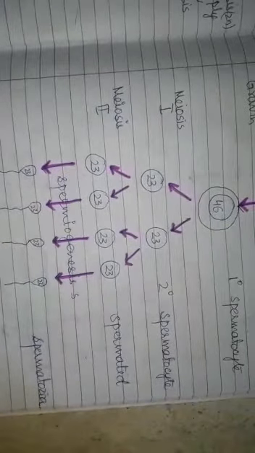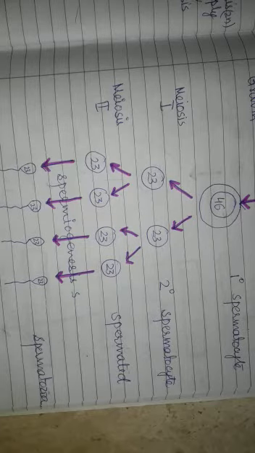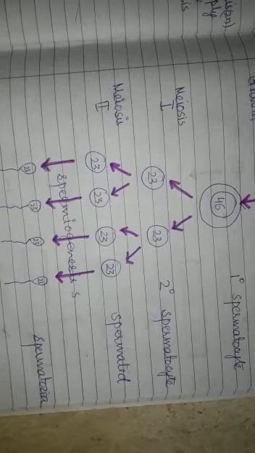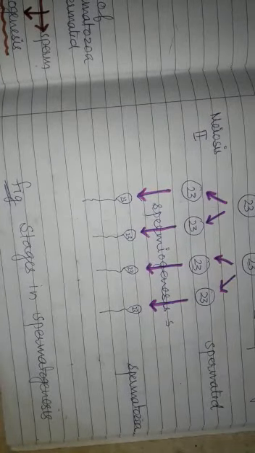And from one spermatogonium, how many sperms are formed? 4 sperms are formed. There can be a 1 mark question: one spermatocyte gives rise to how many sperms? That is 4. If there are 400 spermatogonia, they will give rise to how many sperms? 400 sperms. That is the stages in spermatogenesis.